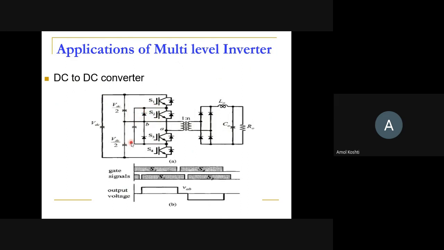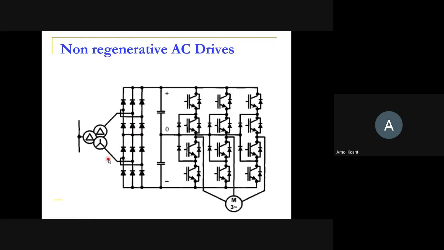Because as I told you, it can be designed for any frequency, and they are used in high frequency, high current and high voltage applications. Okay, so this is the one application. Then next is in the AC drives.